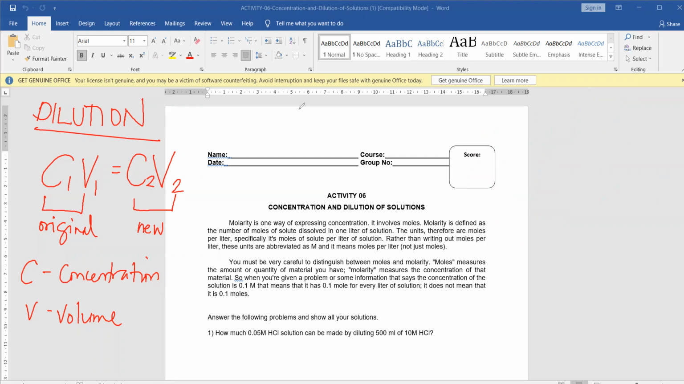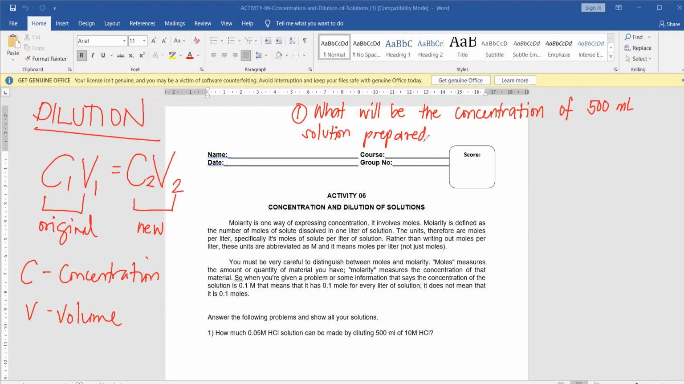We have here sample number 1. What will be the concentration of 500 ml solution prepared from, let's just use NaCl. Prepared from, wait lang, let me think first.